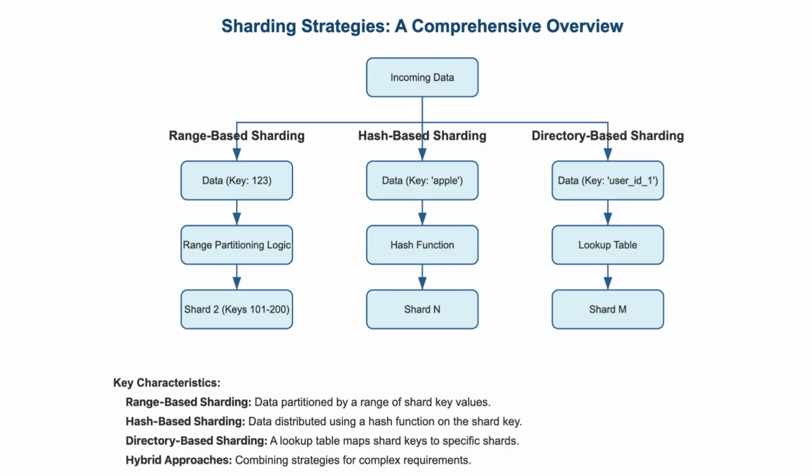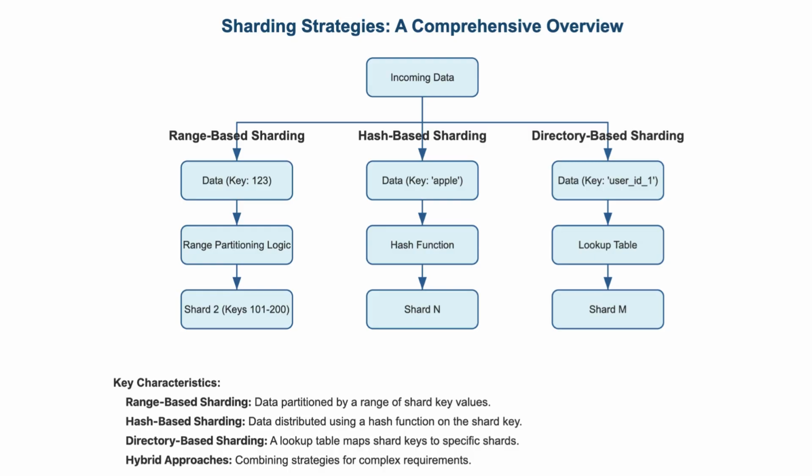Next is hash-based sharding. With this method, a hash function is applied to the shard key, and the resulting hash value determines which shard the data belongs to. This approach generally provides a much more even distribution of data across shards, reducing the likelihood of hotspots. However, it can make range queries less efficient, as related data might be scattered across different shards.